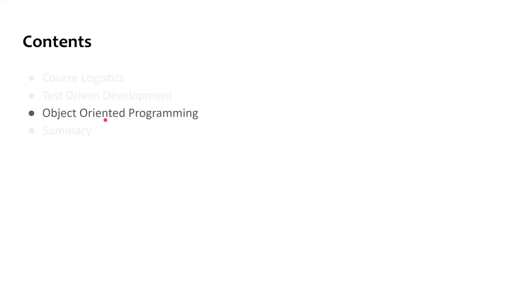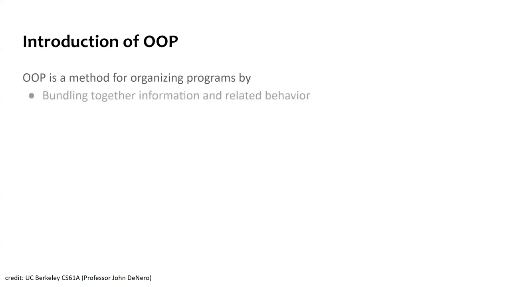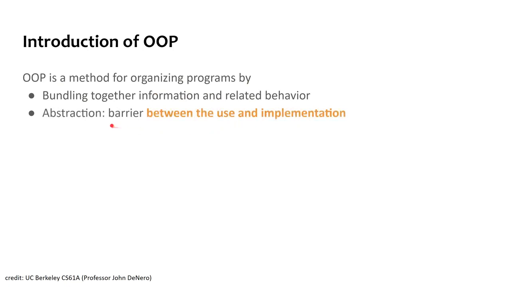From now on, we're going to discuss what object-oriented programming is. And some of you might have learned this concept already in the first freshman courses. Here, we're going to view this with respect to Python. OOP is a method for organizing programs by bundling together information and related behaviors. What does it mean? It is an abstraction between the use and implementation.